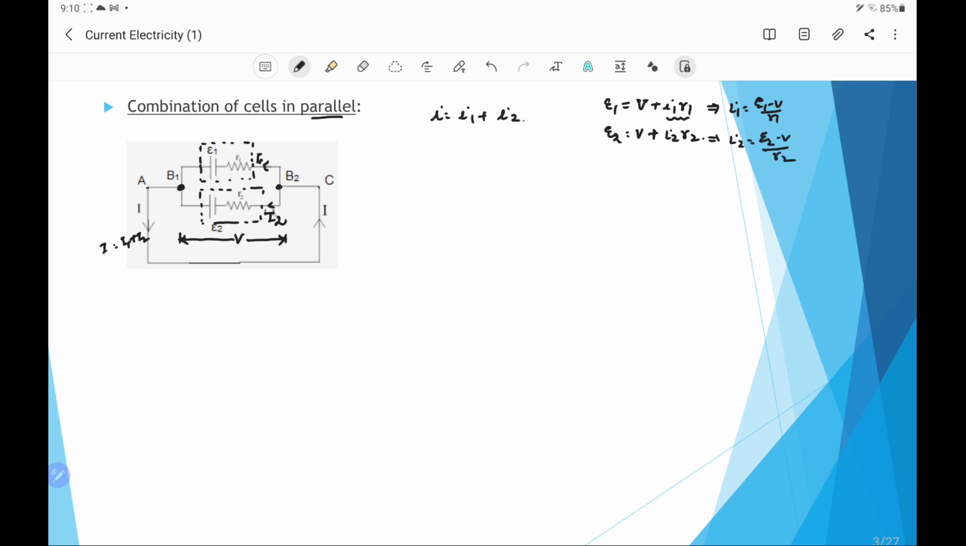And substituting these values of I1 and I2 in the equation I equals I1 plus I2, we will get (E1 minus V) by R1 plus (E2 minus V) by R2. And segregating these two terms, we will get E1 by R1 plus E2 by R2. This is the first term. Minus V will be taken common, and remaining is 1 by R1 plus 1 by R2.